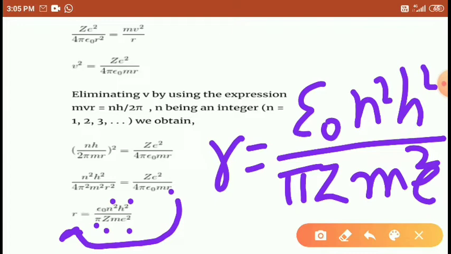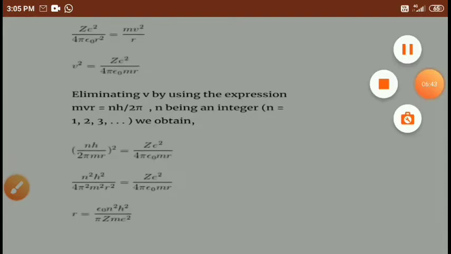In this case we have to put in all the values. We know that the pi value and n value are constant here, the h value and epsilon naught value are constant, h square is constant, the mass of the electron is constant, along with the atomic number Z, and the pi value is 3.142. When we substitute all those things, we get the formula.